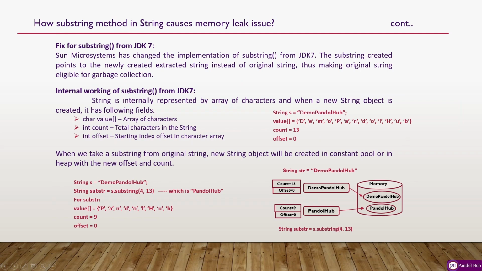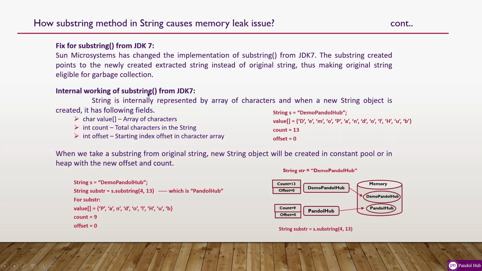So what is the fix provided from JDK 7? Sun Microsystems changed the implementation of substring from JDK 7. The substring method now points to the newly created extracted string instead of the original string, thus making the original string eligible for garbage collection.